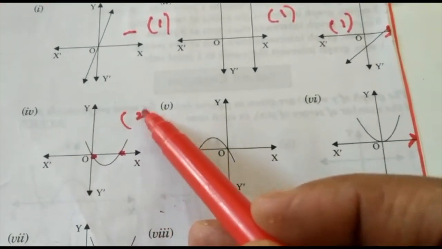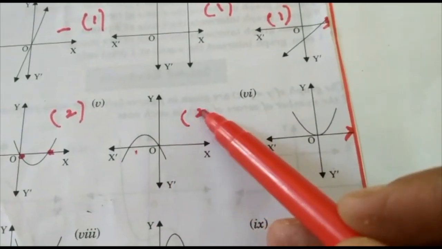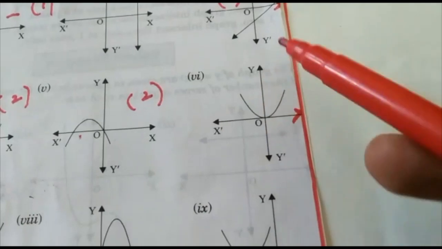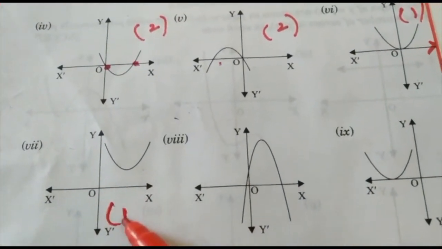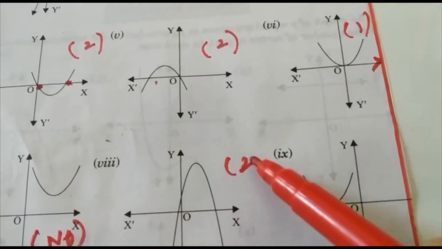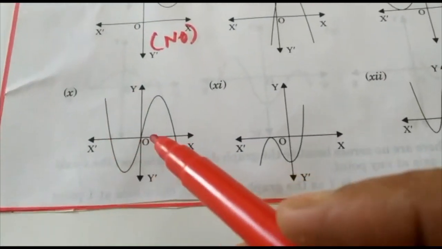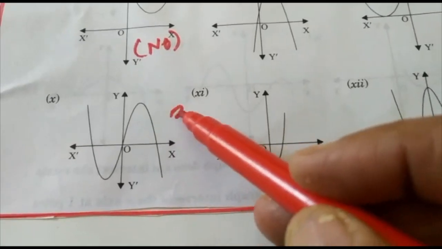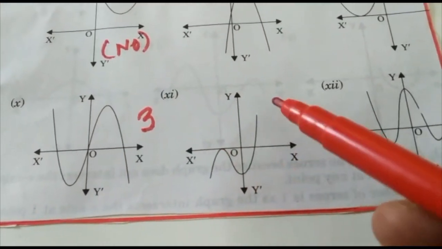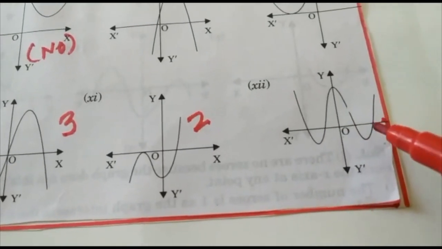And the fourth one, see, it is intersecting at 2 places, so we will have 2 zeros. Next one, again 2 places, so 2 zeros. Here only one place, so only 1 zero. Here no zeros as it is not intersecting the x-axis. Here 2 zeros. Here 1 zero. Coming over here, 1, 2, 3, so 3 zeros. Here 1, 2. Here 1, 2, 3, 4, so 4 zeros. Hope you understood this sum.